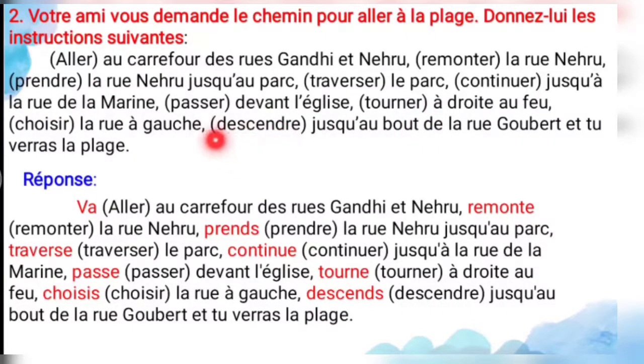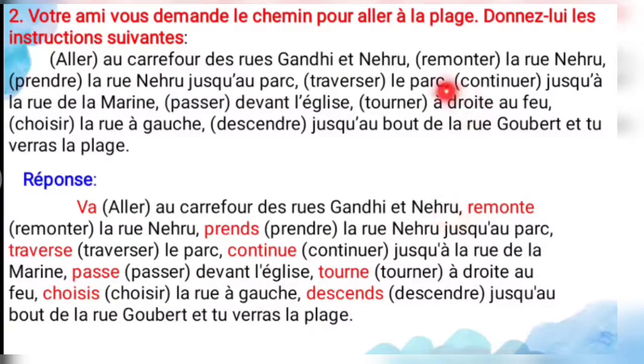So these are the verbs that we are going to conjugate in the imperative sentence, and you have to use the tu subject only for all these, because you are telling your friend only, so you can use the tu subject for the imperative sentence. So first one is aller verb. So it ends with what? Va, that is VAS. So here the verb ends with ER, so you have to remove S and add nothing. So the answer is what? Va. Va à la café de Rue Gandhi et Nehru. It means go to the intersection of Gandhi and Nehru Street.